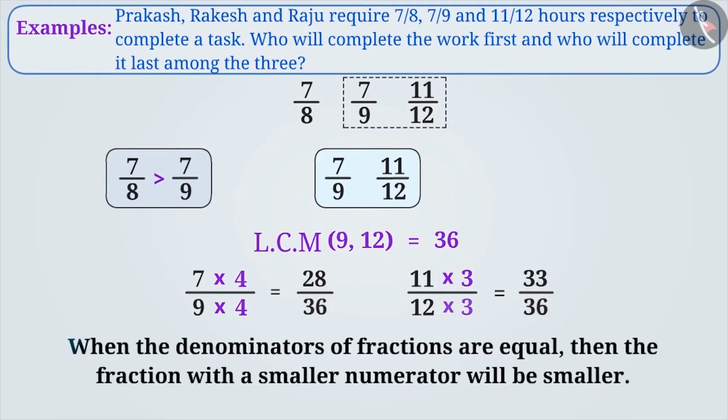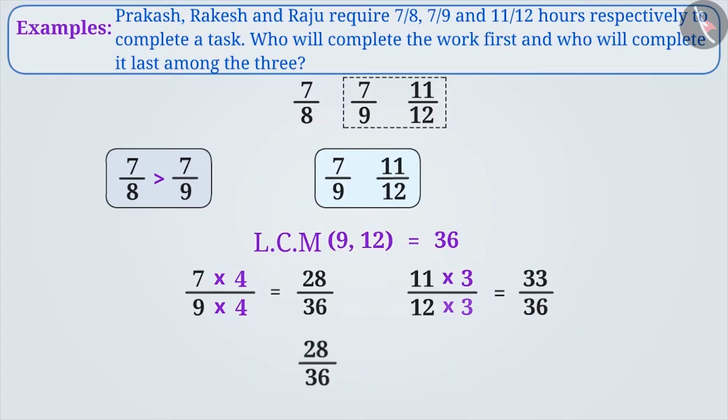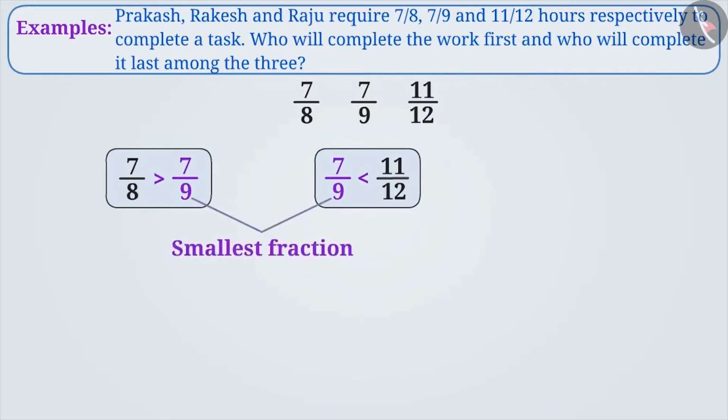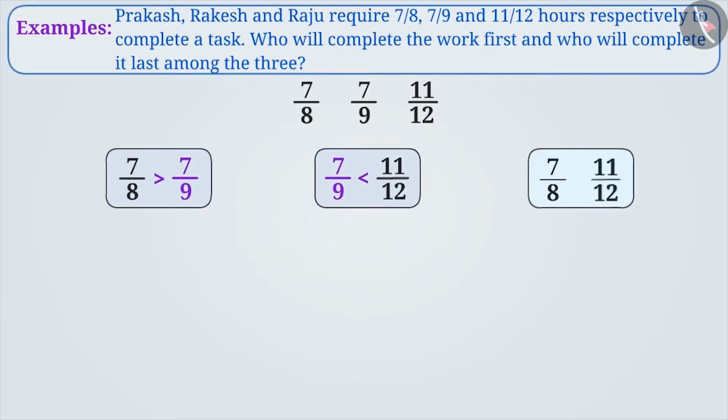The denominators of both the fractions are now equal. When the denominators of the fractions are equal, then the fraction with the smaller numerator is smaller. Since the numerator 28 of 28/36 is smaller than the numerator 33 of 33/36, the fraction 28/36 is smaller than 33/36. Thus, we can say that the fraction 7/9 is smaller than 11/12. Since 7/9 is smaller than the fractions 7/8 and 11/12, this is the smallest fraction. Now let's compare 7/8 and 11/12.